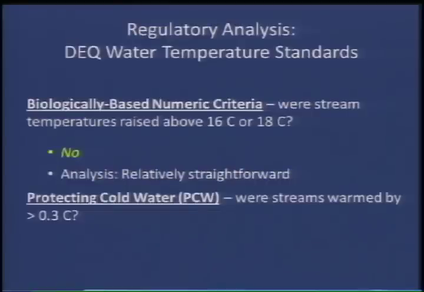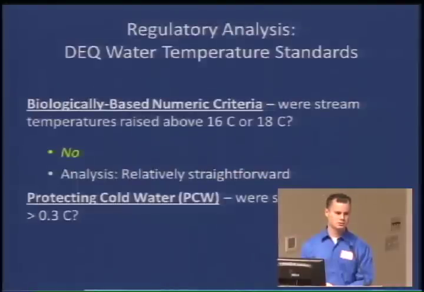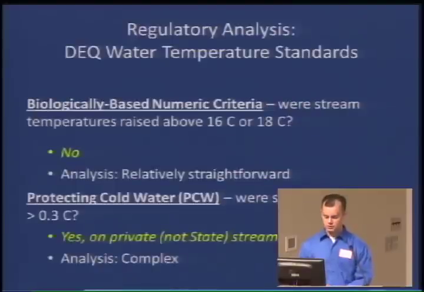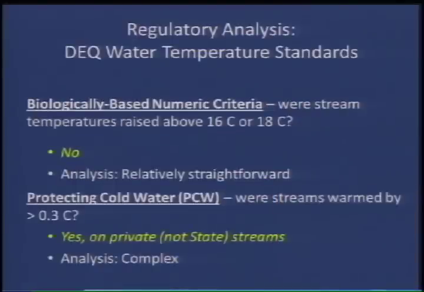In short, the answer to the first one was no. As a population, we did not see elevations above these thresholds. And the analysis was relatively straightforward. The protecting cold water criterion, we found that yes, for private sites, but not state sites, the streams were exhibiting an increase in temperature above background levels. And the analysis was more complex, but I will spare you.